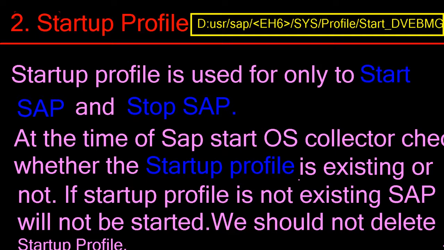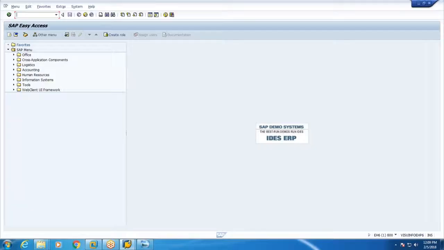Why? Because in that profile, the database settings and dispatcher work process settings are there. That's why it first checks the profile. So in this startup profile, no parameters, no values, only for the purpose of start SAP and stop SAP. So this is very, very important. We should not delete the startup profile. If we delete it, SAP will not start and SAP will not stop either. Okay, so this is the startup profile, and there is also a startup profile naming convention.